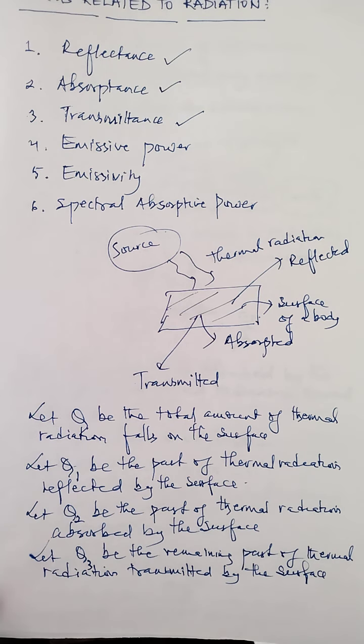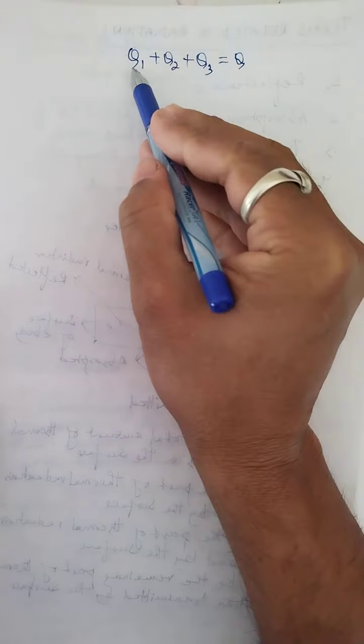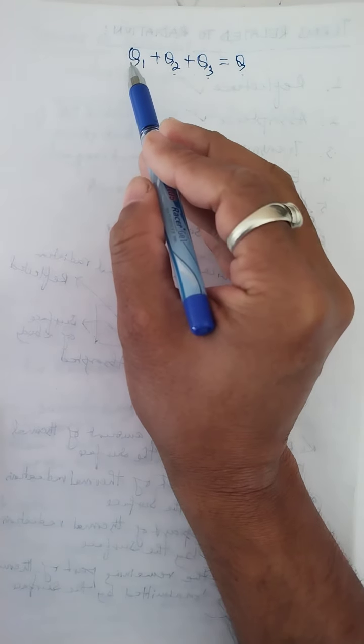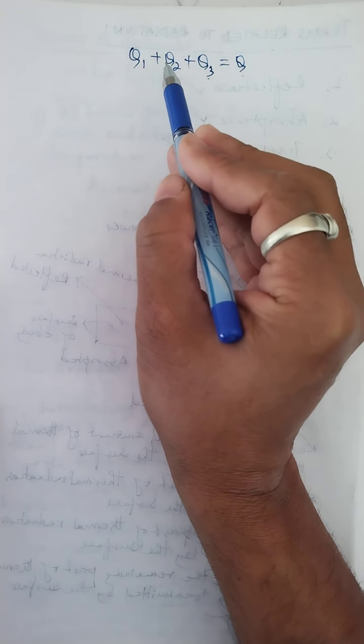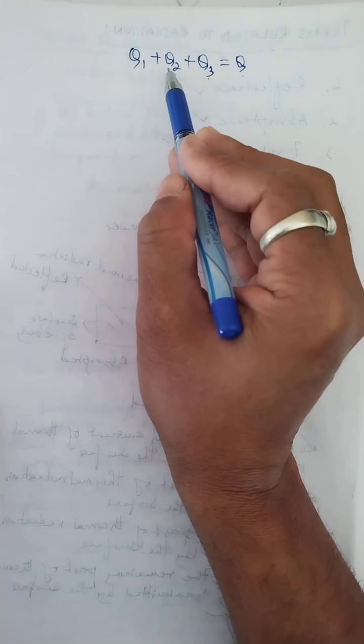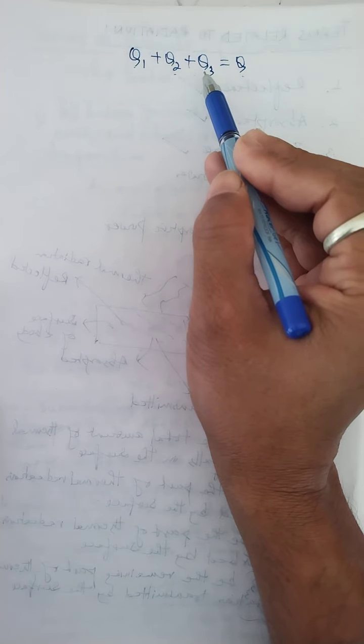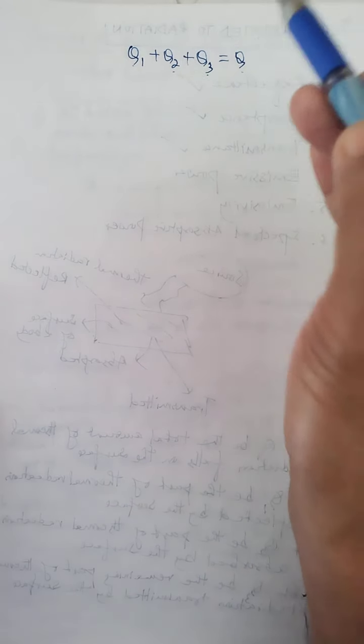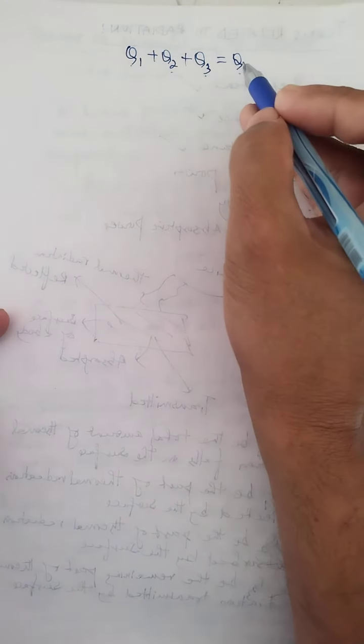So as far as absorption, reflection and transmission of radiation are concerned, we can simply write the relation as Q1 plus Q2 plus Q3 equals Q. That means the part of thermal radiation reflected by the surface, plus the part absorbed by the surface, plus the remaining part transmitted by the surface, their sum must be equal to the total amount of thermal radiation falling on the surface. And this is always true.